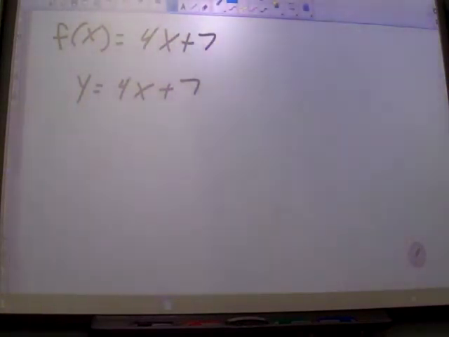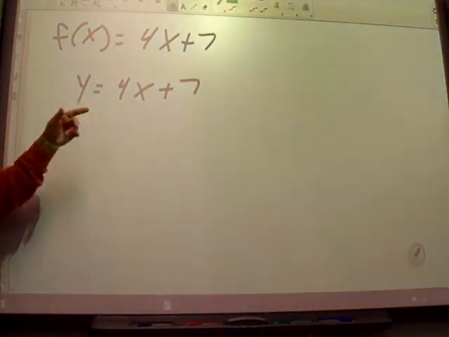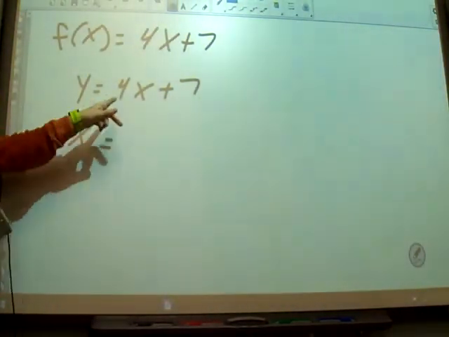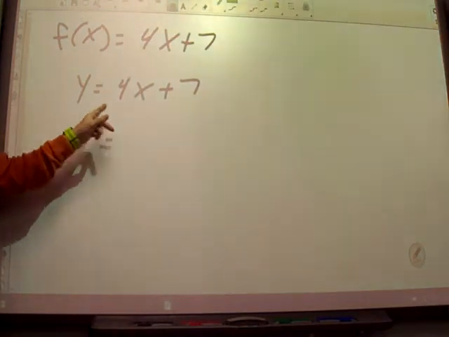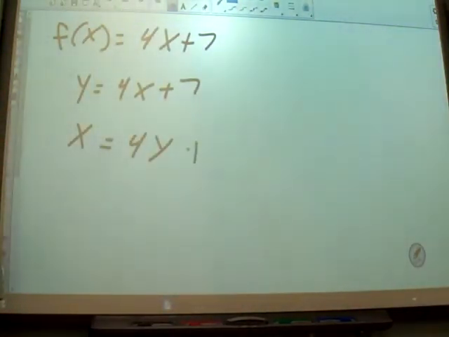So just like it sounds, instead of y equals, I'm flipping these two, so I'm going to write x equals. And what's x going to equal? 4y. Very good, plus 7. So that was step 1. Everybody good on step 1?